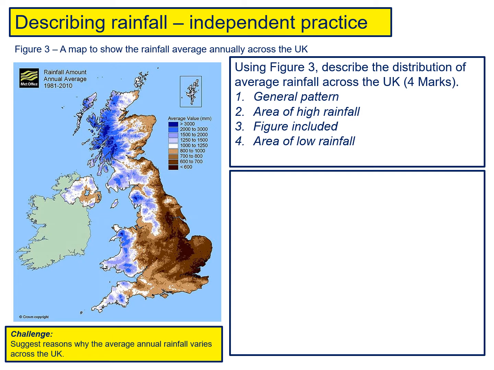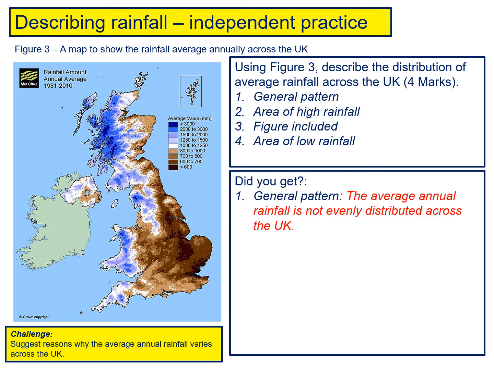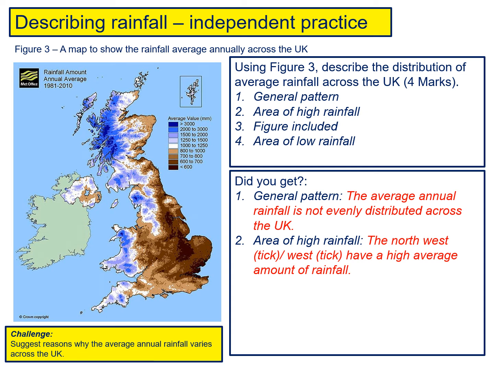Okay, so let's see how well you did. You can get your green pens out, guys, and we'll correct as we go. So did you get that the average rainfall is not evenly distributed? It is not even. The northwest, the west, has the highest average rainfall. As you can see here, the bluer the colours, the more rain.